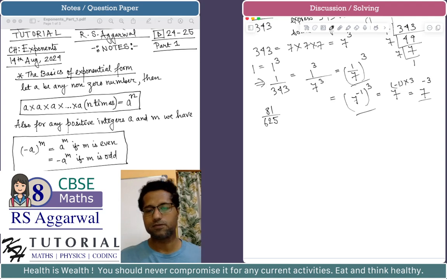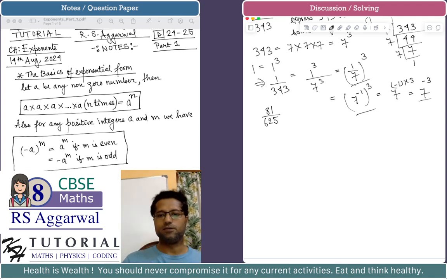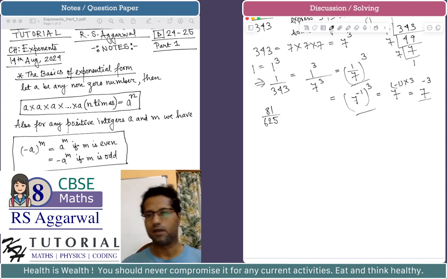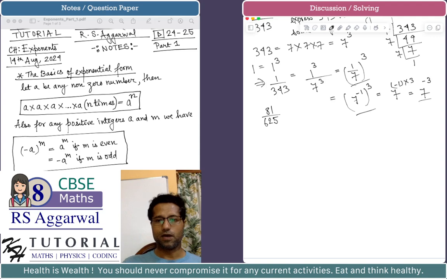When you are asked this kind of question, that is, what is the base of a rational number p by q, then what you have to do is express the rational number p by q in some exponential form, and in that exponential form, whatever the base is, that will be the base. So the question is, what is the base of this rational number 81 by 625? I have to first convert this to exponential form.